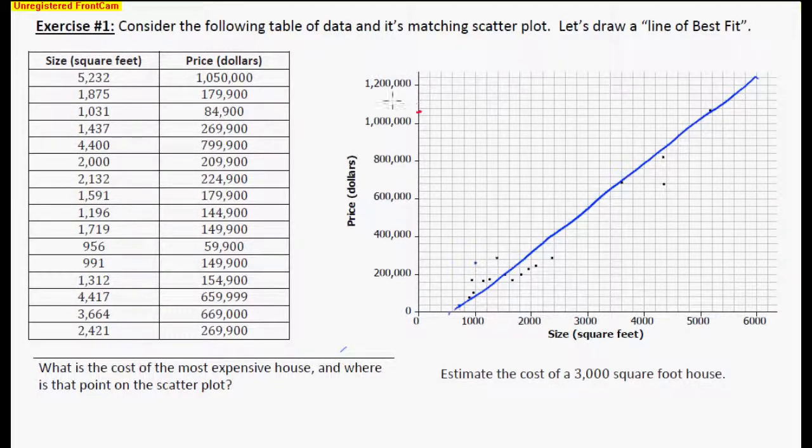So you could say somewhere in the 1 million, say 50,000. Okay, or it might even be 1,060,000. Okay, that is going to be an approximate cost.